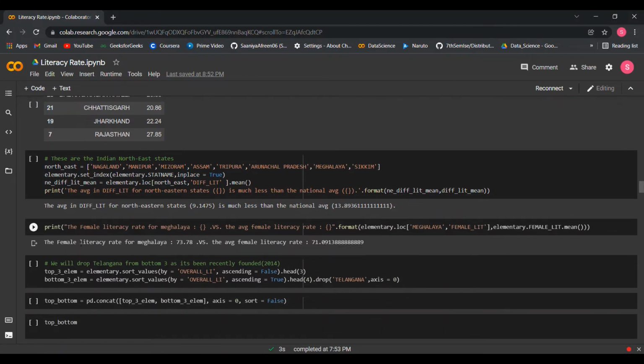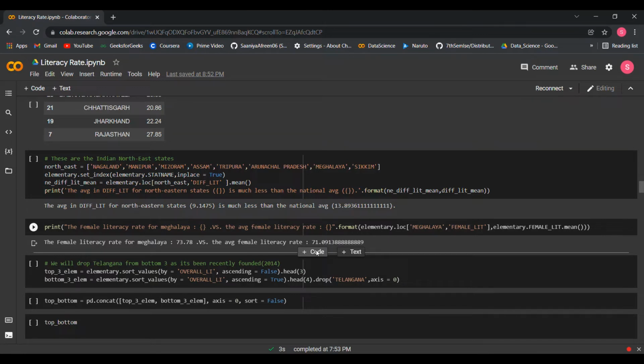We also try to figure out that the female literacy rate for Meghalaya is 73.78 versus the average female literacy rate of 71.091. We try to infer from this that the states with the highest overall literacy rates are Kerala, Lakshadweep, Mizoram, Tripura, and Goa. The states with the lowest overall literacy rates have been Bihar, Telangana, Arunachal Pradesh, Rajasthan, and Jharkhand.